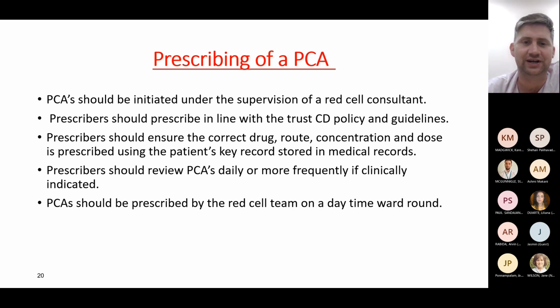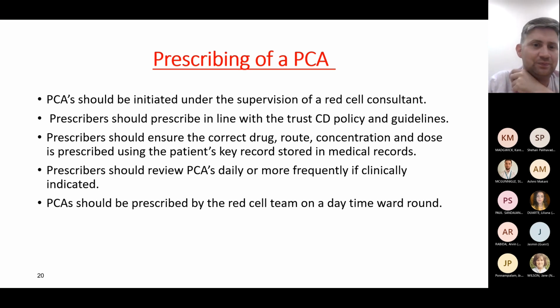Prescribers should ensure the correct drug, route, concentration, and dose is prescribed using the patient's key records stored in medical records. Prescribers should review PCAs daily or more frequently if clinically indicated. Depending on how quickly we are trying to wean someone off of the PCA, we might review it twice a day, sometimes every 6 hours, where we say, okay, let's drop it by 0.5 milligram. We'll maybe take away the background before we take away the bolus, but it's in constant reassessment.